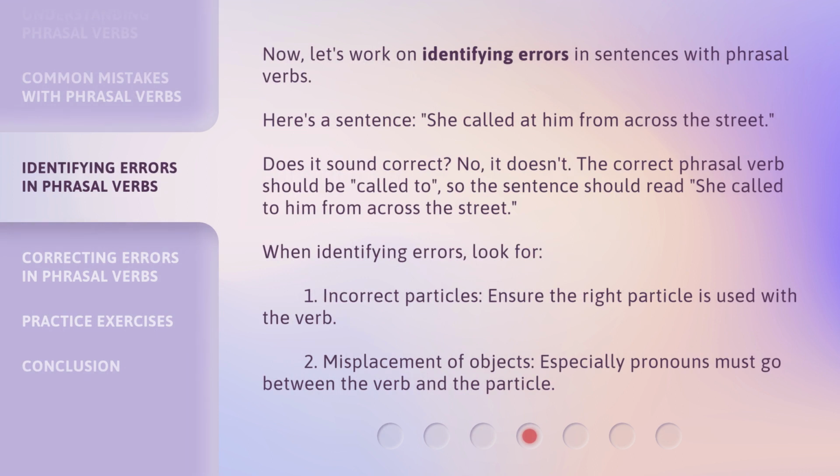Now, let's work on identifying errors in sentences with phrasal verbs. Here's a sentence. She called at him from across the street. Does it sound correct? No, it doesn't. The correct phrasal verb should be called to, so the sentence should read, she called to him from across the street. When identifying errors, look for 1. Incorrect particles. Ensure the right particle is used with the verb. 2. Misplacement of objects. Especially pronouns must go between the verb and the particle.